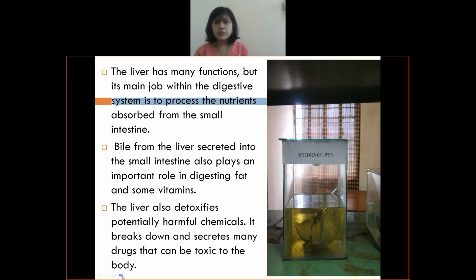Okay, so this liver has different functions. The first function is that it will absorb all the nutrients coming from the small intestine. Do you remember the small intestine is divided into 3 parts: duodenum, jejunum, ileum? You remembered or not? So this liver will absorb all the nutrients which are coming from the small intestine.